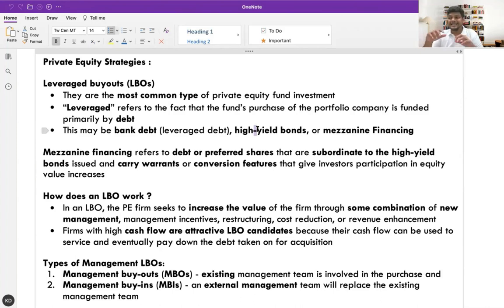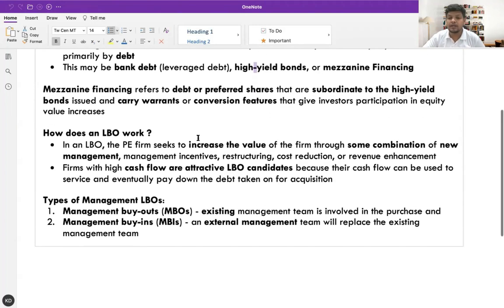Yes. So this gives the investors not only an opportunity to invest, but also the potential to make more money because they are investing in riskier instruments. So PE funds raise borrowings, and these borrowings can be high yield bonds or mezzanine financing. With that money, they take over the companies. Okay. So in an LBO, the PE firm seeks to increase the value of the firm through some combination of new management. They may replace the existing management, right? Or they may revise the payment structure with incentives, restructuring of the companies.